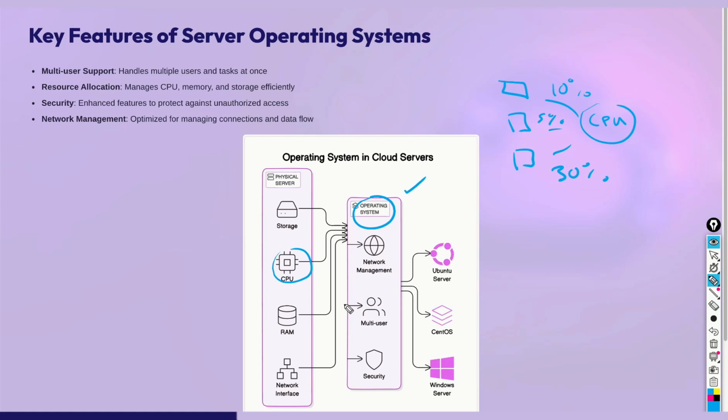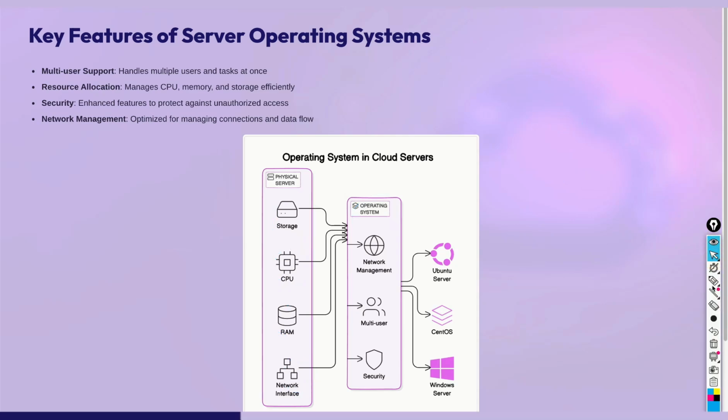Next up, we have security. Enhanced security features protect against unauthorized access, breaches, and malware. This ensures the integrity and safety of data and applications. So your OS is able to protect you against these unauthorized accesses. It will tell you if something is trying to access your storage, your CPU, or your RAM in a very malicious way. That is one of the biggest benefits, all right?